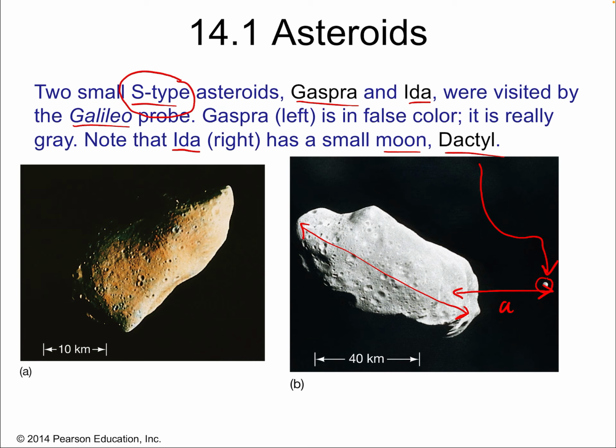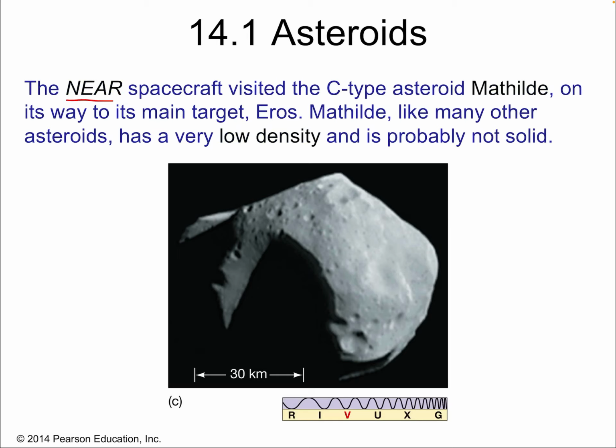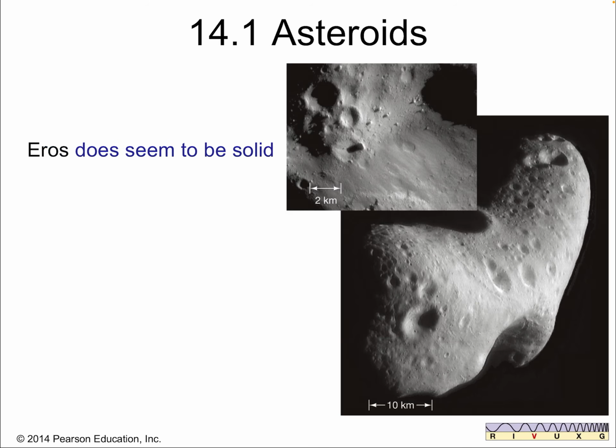Here is another mission to an asteroid. So the NEAR spacecraft visited this C-type asteroid, so a carbonaceous asteroid called Mathilda. All right, it's a mouthful, but Mathilda, on its way to its main target, which was Eros. And Mathilda, like many other asteroids, has a very low density, and it's probably not solid, right? So it's like full of big air pockets, right? And it's at very, very low density, okay? And that is certainly the carbonaceous asteroids, those ashy asteroids, have the lowest density, okay? All right, Eros does seem to be solid, right?